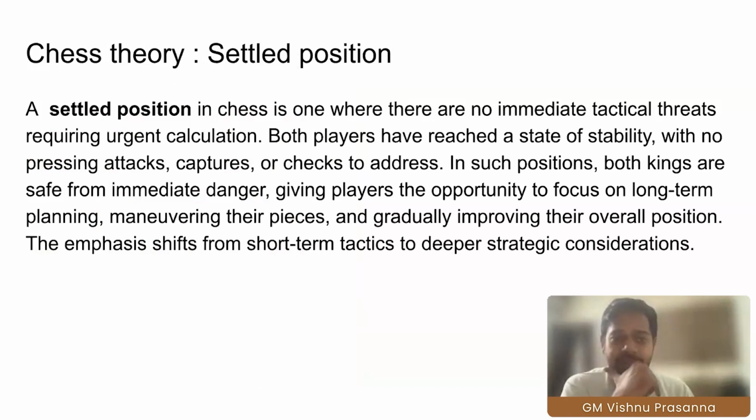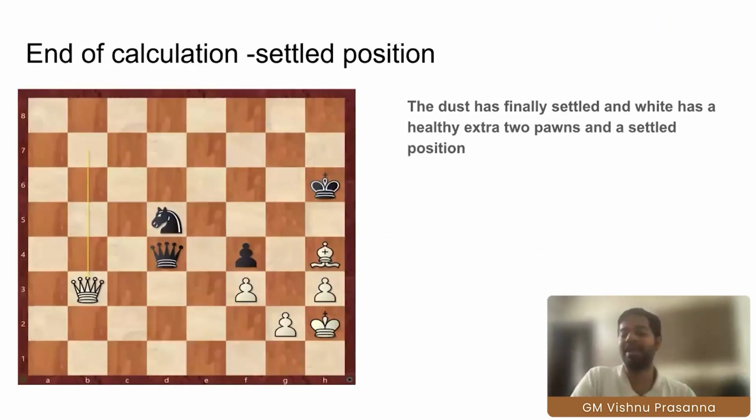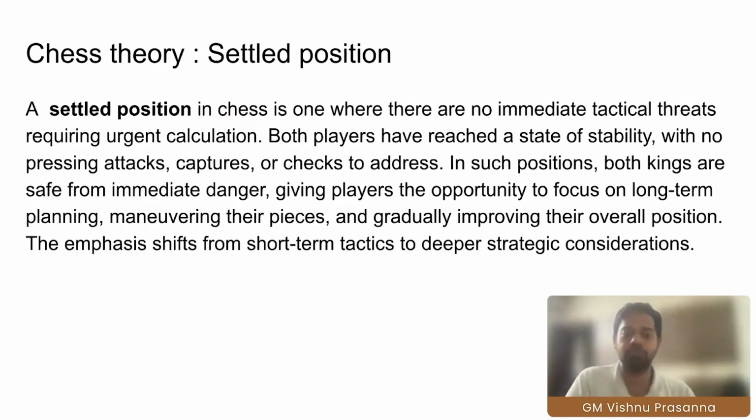A settled position is where there are no immediate tactical threats and no urgent calculation. So both players have reached a state of stability. Yeah, all the complexity has ended in a settled position. So we move from calculating to paying attention to the strategic concepts. So that is what I mean by settled position. So we have 2 pawns up. We have to stop our calculation. Whatever I calculate is good enough. Yeah. So I think you have understood the concept, right? So remember these things so that you can also converse with the same terms.